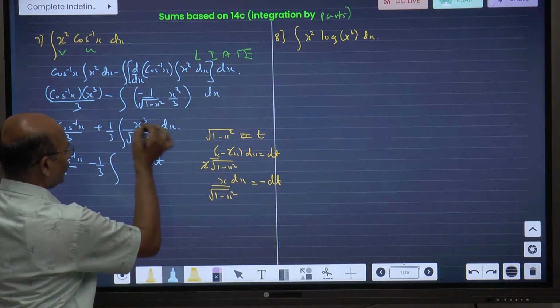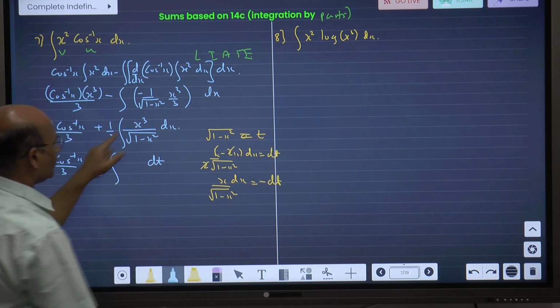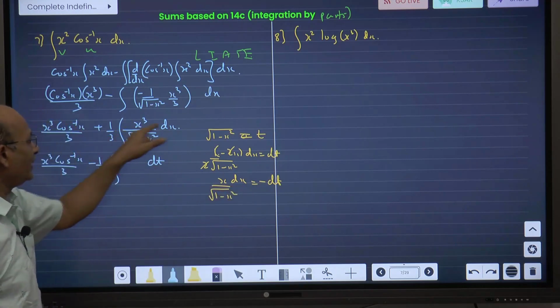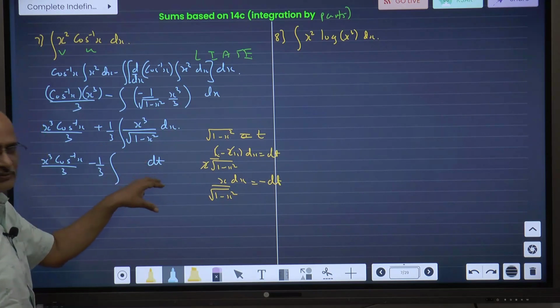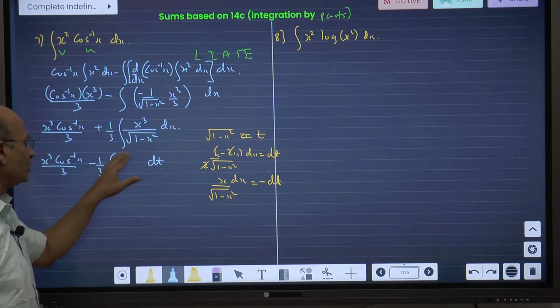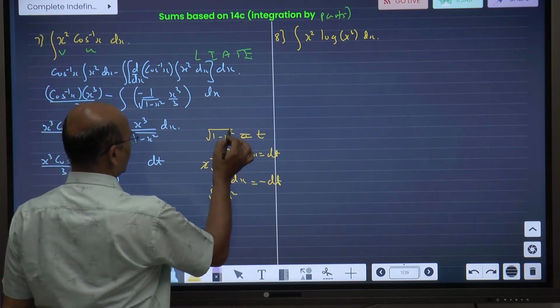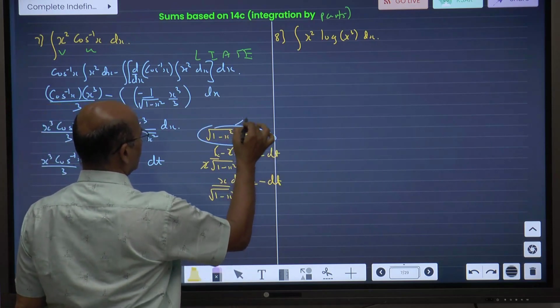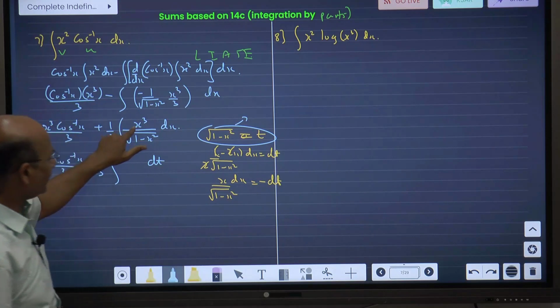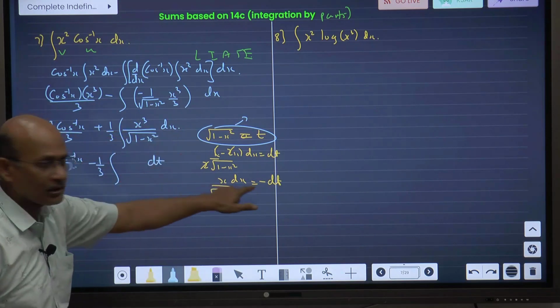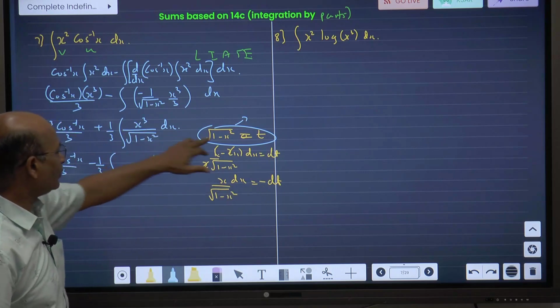But what is left out here? x square is left out, because out of x cube only one x in the numerator got replaced. Remaining x square. Remember, once dt comes in the picture, everything has to be changed into t. So look at the substitution here. The x square is left out because only x dx has been taken out and replaced by dt. So x square, how do I get it?